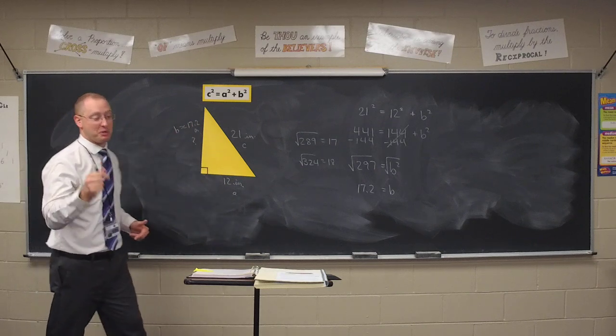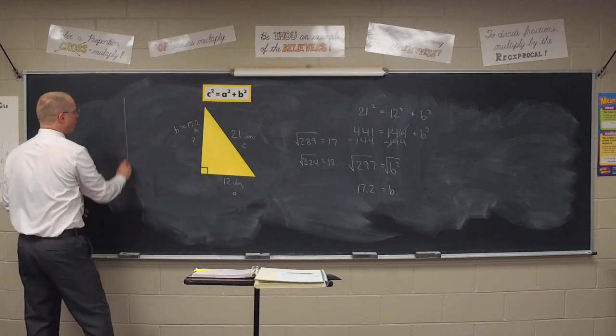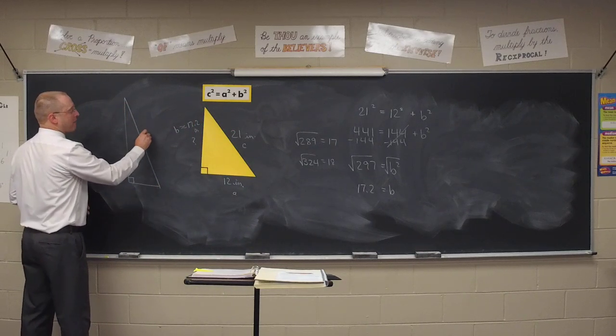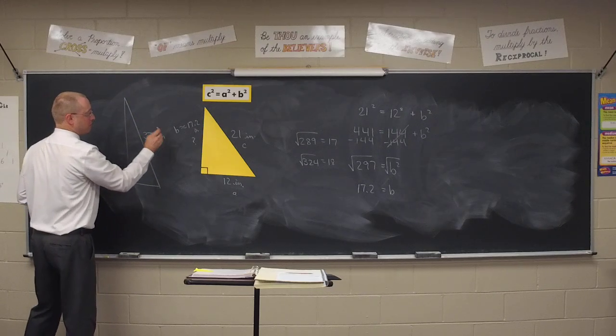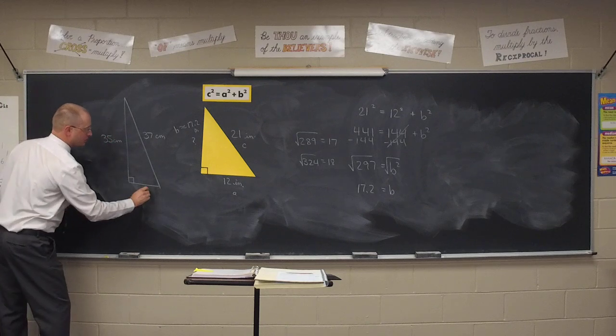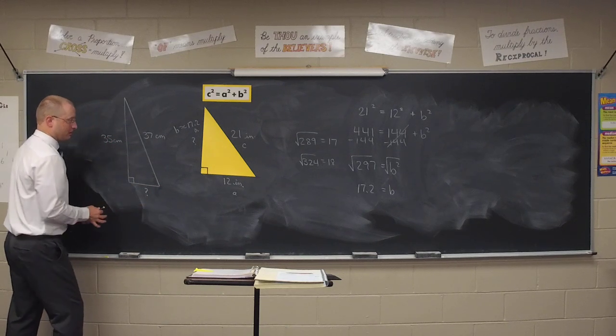Let me give you one that the numbers work out just a little bit better. Let's suppose I have a really tall, skinny right triangle. Suppose I know the hypotenuse is 37 centimeters, and suppose I know that this leg here is 35 centimeters. And I want to know how long the bottom leg is. At your seats.